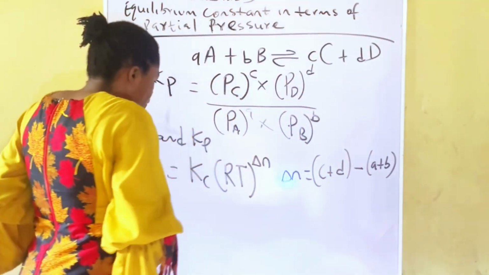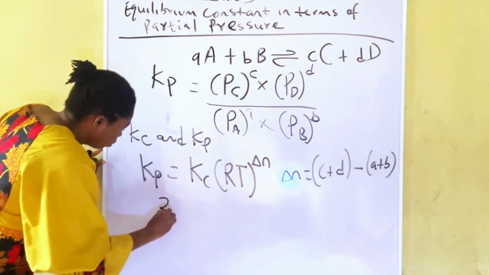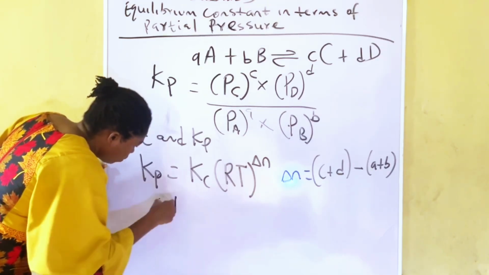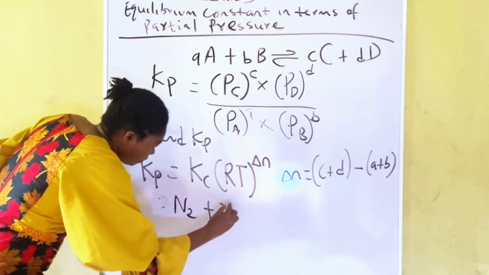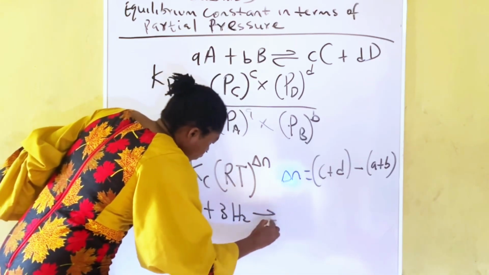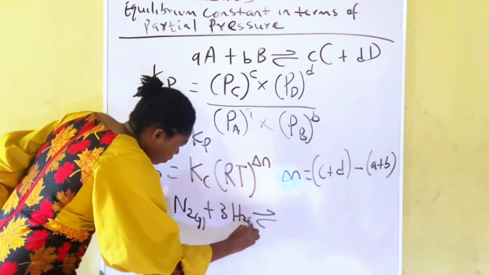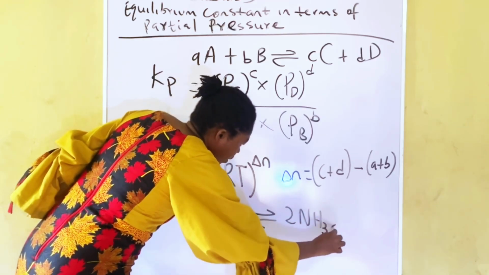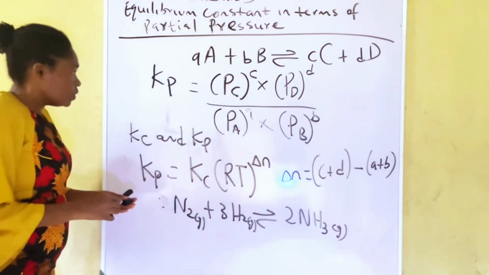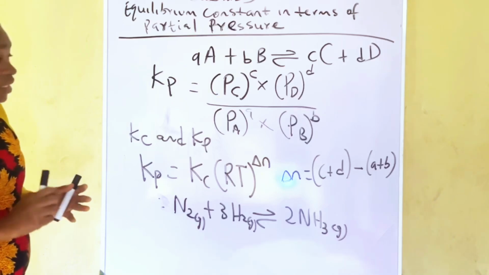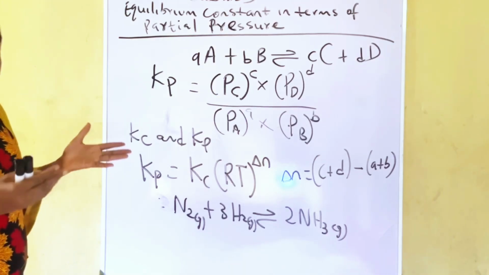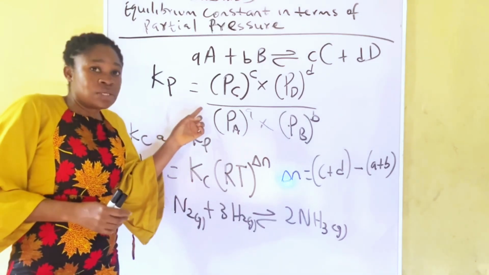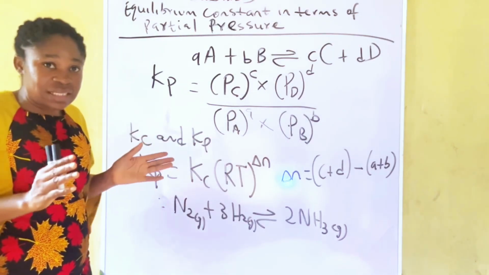Let's look at this equation, the production of ammonia: N2 plus 3H2 gives ammonia. For the partial pressure, only gases are included. If it's solid or liquid, we're not going to express that one. It's only gaseous products and gaseous reactants.